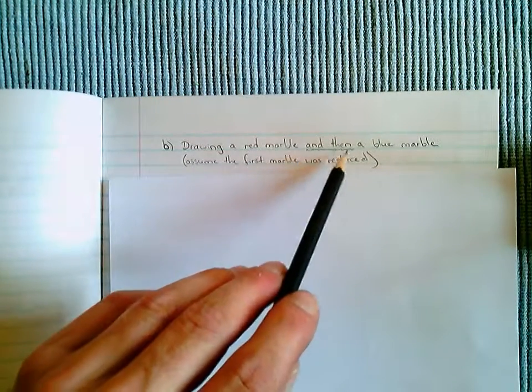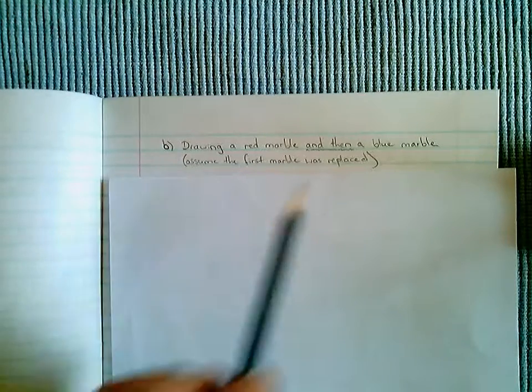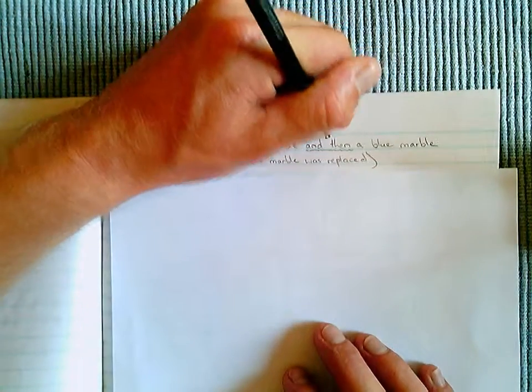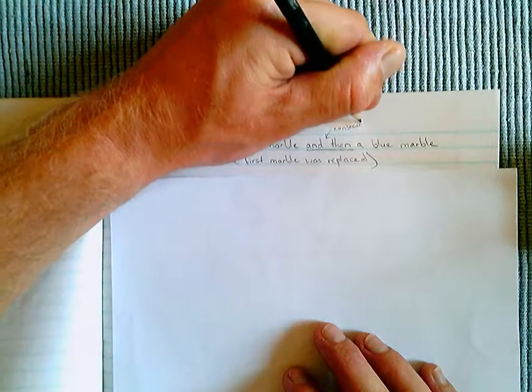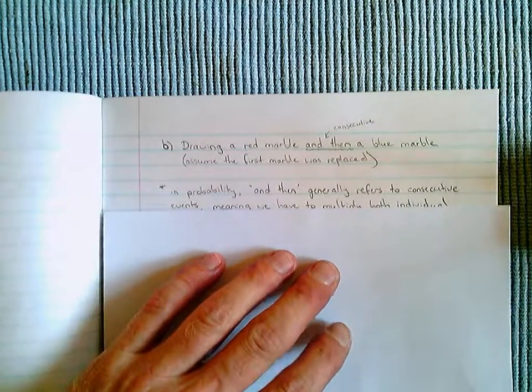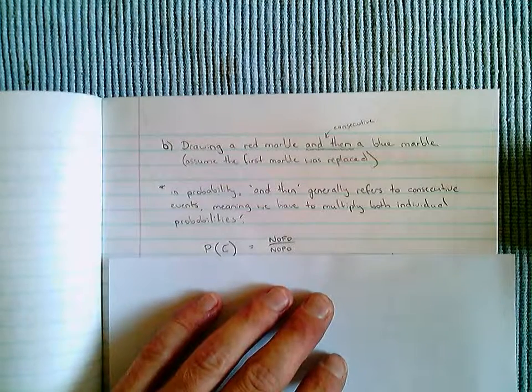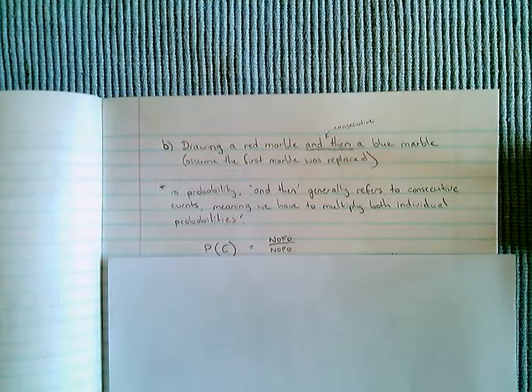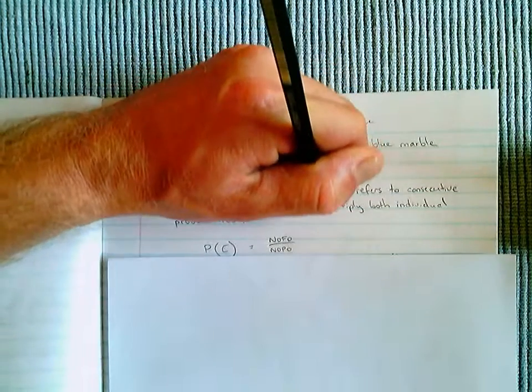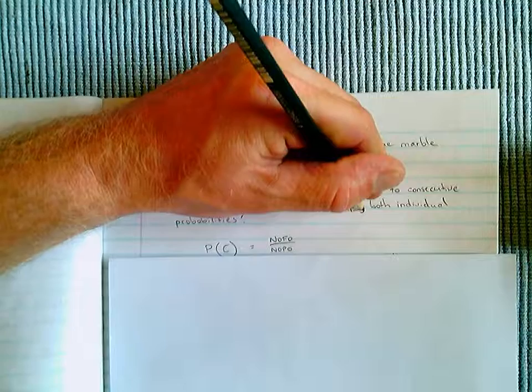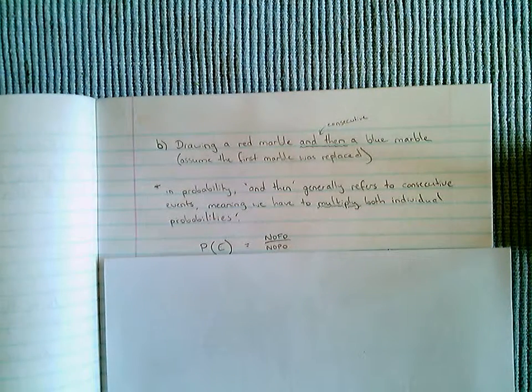I've underlined the "and then" with a squiggly line to highlight the importance of those words with regards to consecutive events. How do we go about this problem? Well, it's more or less the same as what we did in example 1 with regards to writing the formula. Note, in probability, "and then" generally refers to consecutive events, meaning we have to multiply both individual probabilities. So in this instance, we have got an "and then".